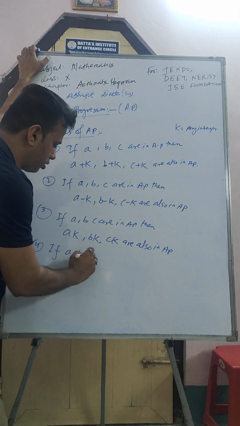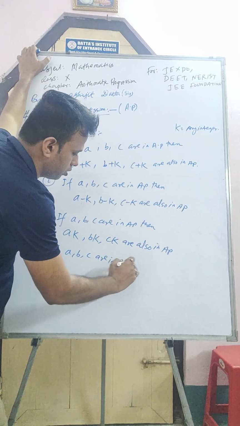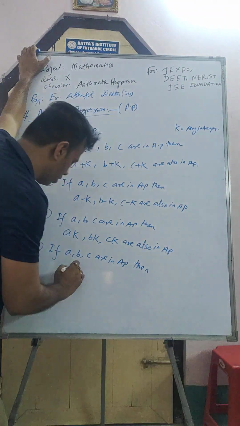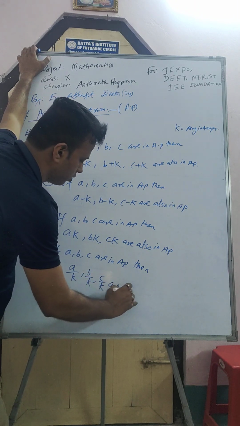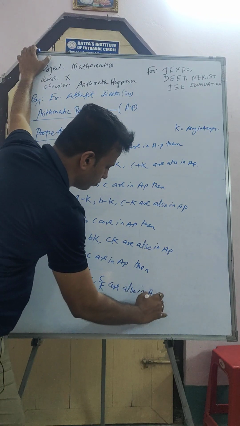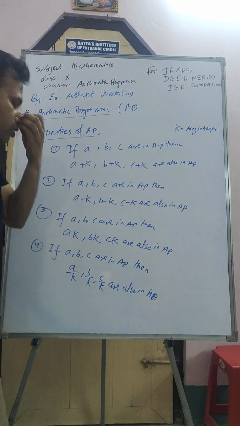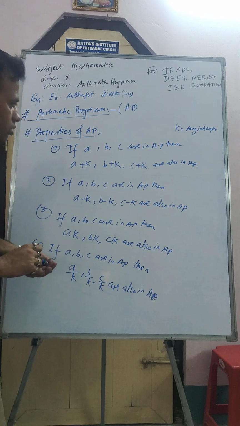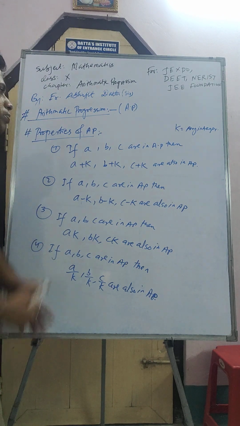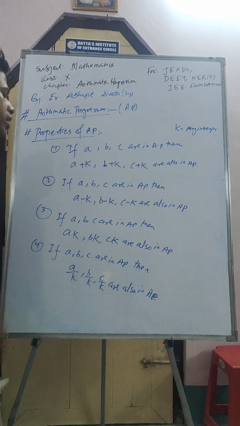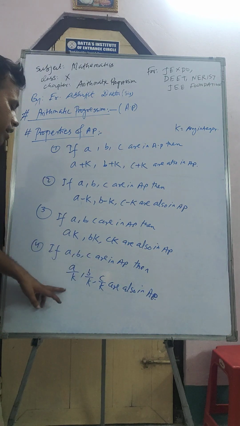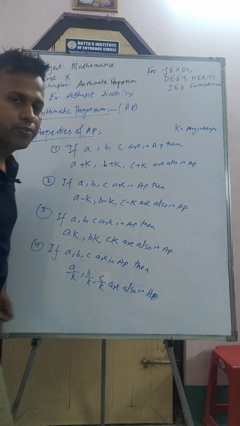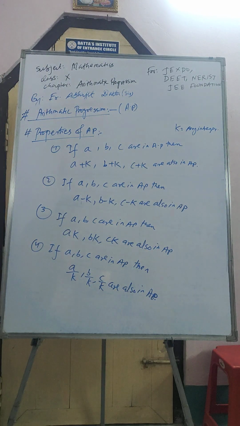Number 4, if A, B, C are in AP, then A by K, B by K, C by K are also in AP. So these are the four properties of an AP. If ABC are in AP, then A plus K, B plus K, C plus K are also in AP. Then A minus K, B minus K, C minus K are also in AP. Then AK, BK, CK are also in AP. Then A by K, B by K, C by K are also in AP.